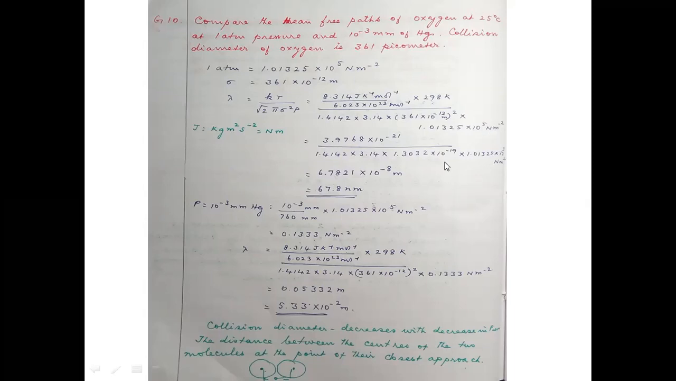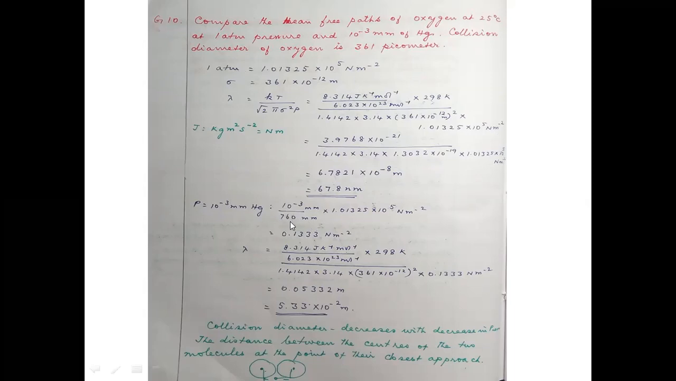Therefore, when you do the calculation, you get 6.7821 into 10 power minus 8 meter. So it is 67.8 nanometer. This is the mean free path at 1 atmospheric pressure. Now the pressure is given for the second question in the same problem. The pressure is given in terms of millimeter of mercury, and you know that 760 millimeter is 1 atmospheric pressure.